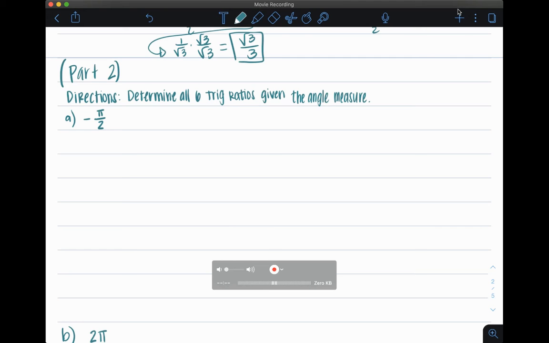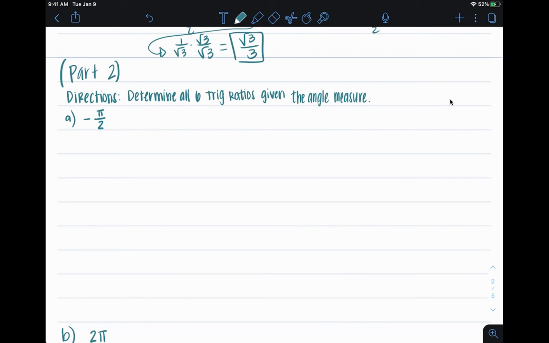All right, let's get into part 2 of this trig ratios and our unit circle. So part 2 is directions. We want to determine all 6 trig ratios given the angle measure. So again, doing exactly like what we did the other day, or just yesterday actually.